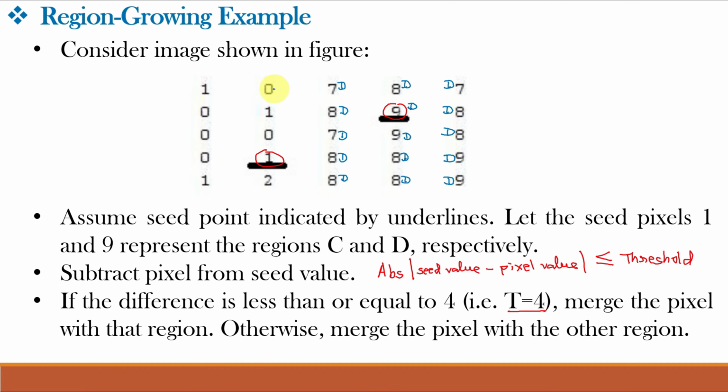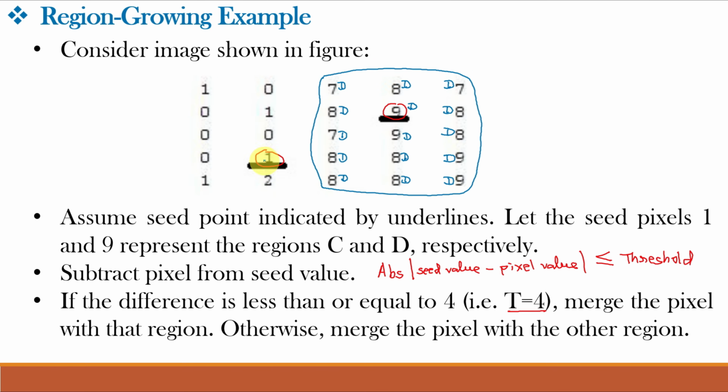Now check with this pixel. 7 minus 0 is equal to 7, which is greater than the threshold 4. So this 0 is not in region D. Similarly, this 1 is also not in region D. This 0, this 1 and 2 are also not in region D. So region D comprises these pixels. Obviously, if these pixels are not coming under region D, then they are coming under the other region C.